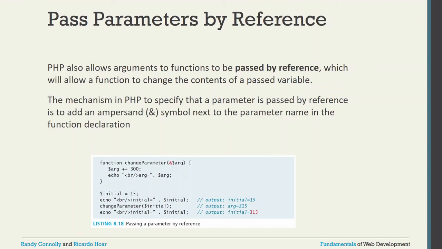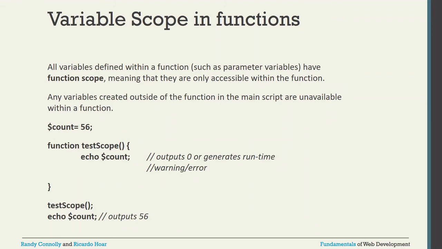And PHP also allows arguments to a function to be passed by reference. That is the same concept as in C, and it allows a function to change the content of the passed variable itself. The mechanism in PHP to specify that a parameter is passed by reference is to add an ampersand symbol next to the parameter name in the function declaration.